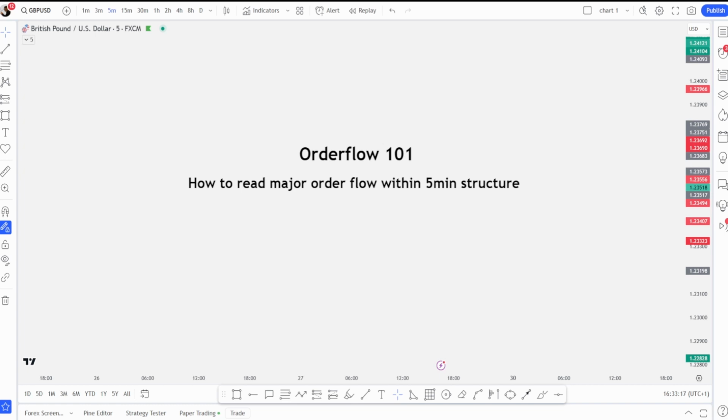Welcome everybody to this session on how to read order flow within the 5-minute time frame. This is going to be a 101 session on order flow, predominantly focusing on the 5-minute time frame.